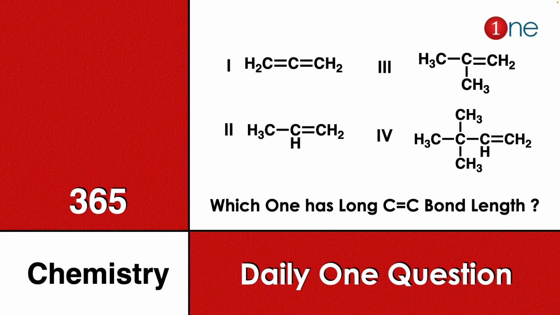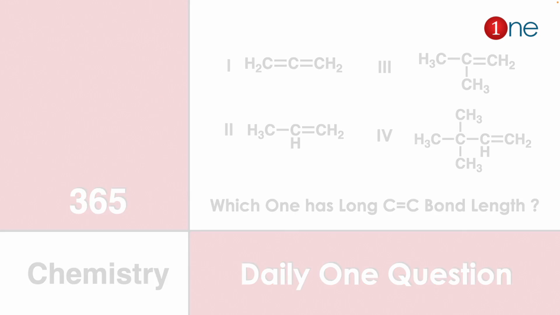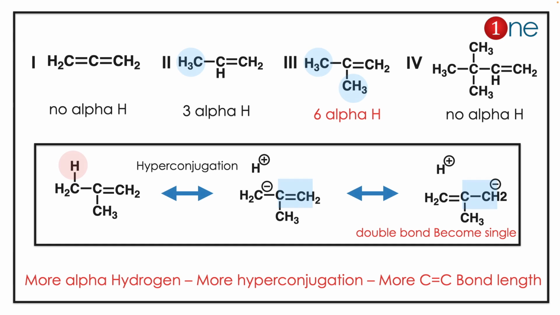Here four different alkenes are given. The first one is allene, second one is propene, third one is isobutene, fourth one is dimethylbutene. You have to find which one of the C=C compounds has more bond length. The answer lies in hyperconjugation.